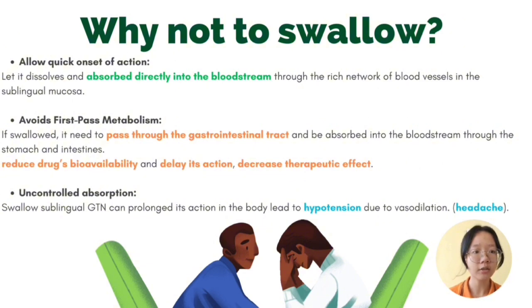If swallowed, the drug must pass through the GI tract, or gastrointestinal tract, and be absorbed through the stomach and intestine, which can reduce the drug's bioavailability, delay its action, and decrease its therapeutic effect. Additionally, swallowing the sublingual GTN can lead to uncontrolled absorption, prolong its action in the body, and potentially cause hypotension and headache due to the vasodilation.